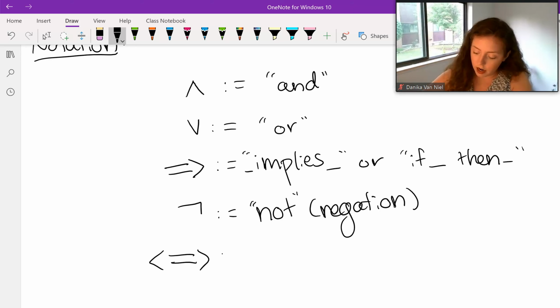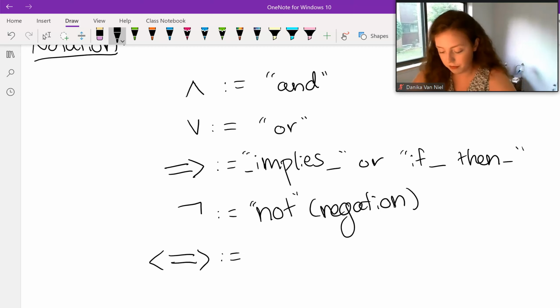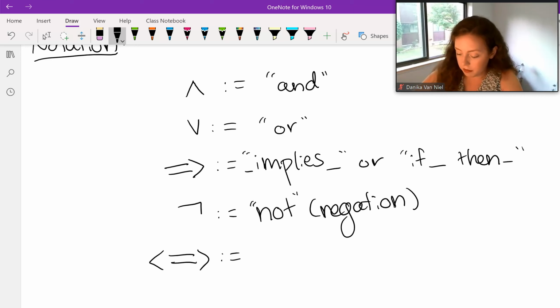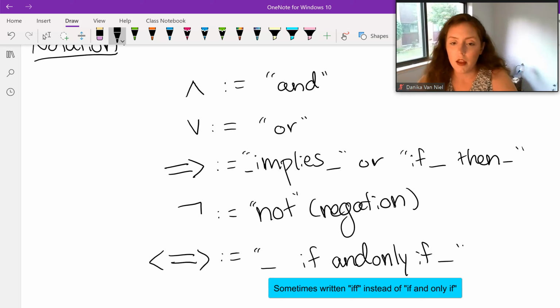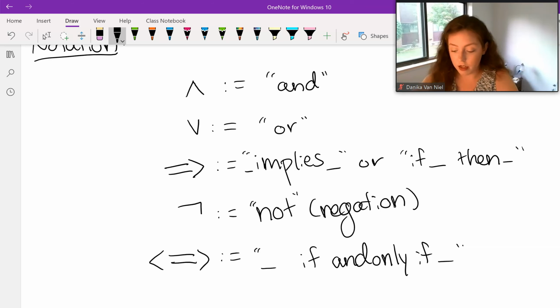And then this guy right here, this last notation means blank if and only if blank. And so we'll get more into that later. This is just getting the notation down for right now so you have something to refer back to later. I'll be exploring a lot of these different things. So let's start talking about truth tables that relate to these.